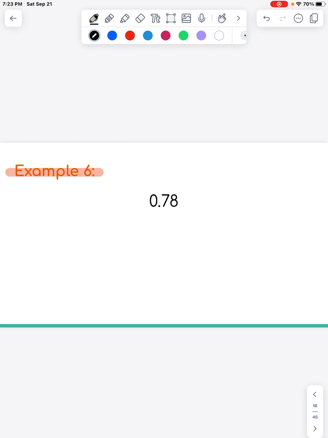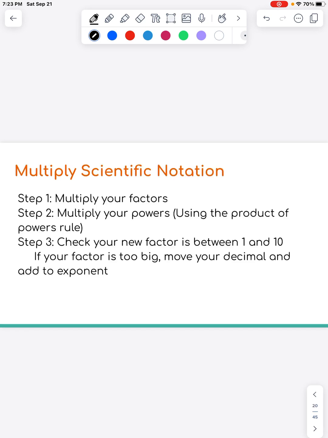Go ahead and try this one on your own. Check back to see my answer. I've gotten 7.8 times 10 to the negative 1.